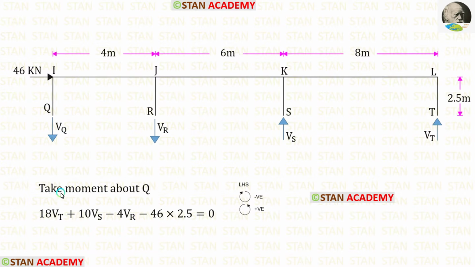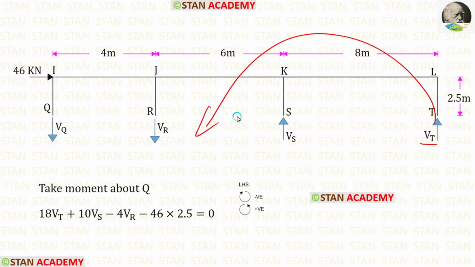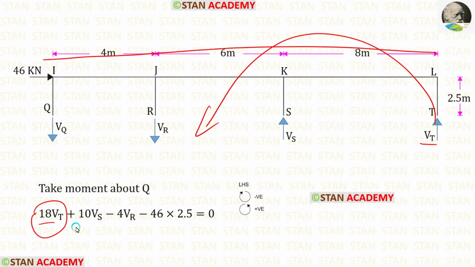Now let us take a moment about Q. In this case, we are moving towards left hand side. Clockwise will be negative and anti-clockwise will be positive. VT is acting in the anti-clockwise direction, so that will be positive, and the distance is 18, so 18 VT.